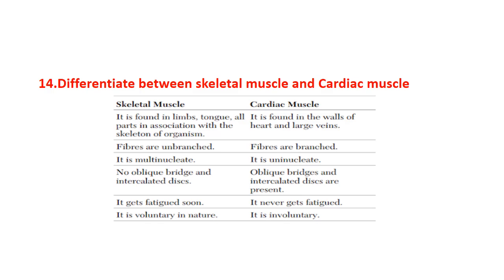And the cardiac muscle found in the walls of the heart and large veins. And the second difference: in skeletal muscles the fibers are unbranched, but in cardiac muscle the fibers are branched. And skeletal muscle is multinucleate, but cardiac muscle is only single nucleate, that is uninucleate.